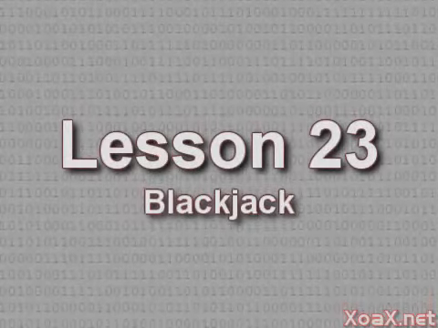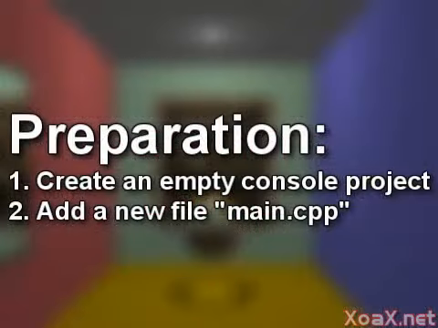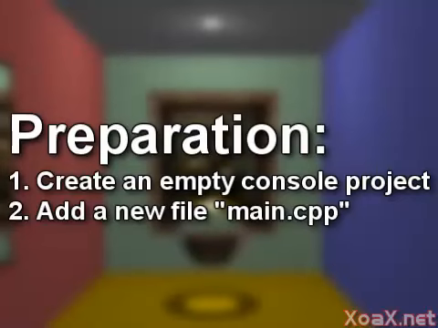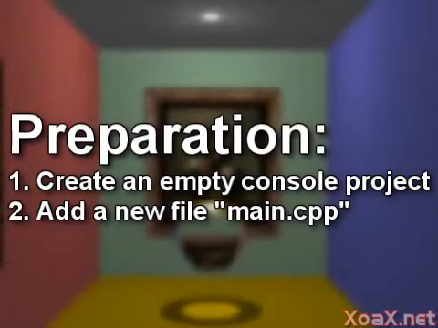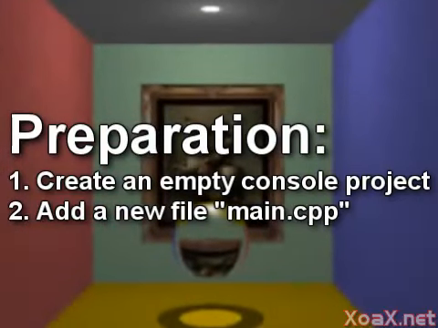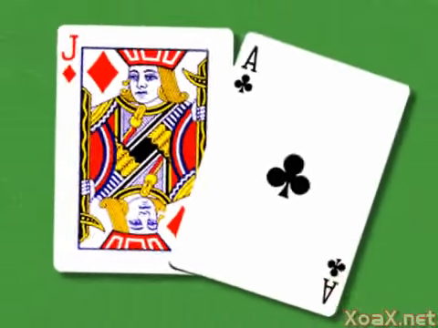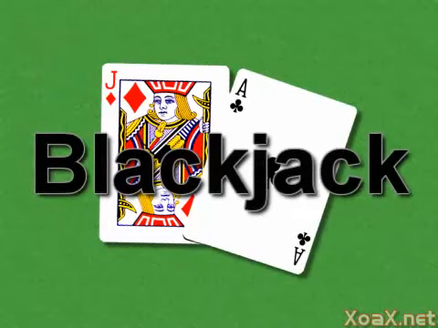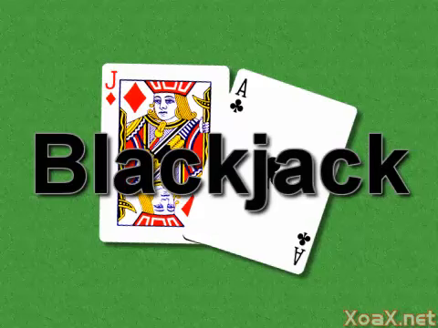Lesson 23, Blackjack. To follow along with this lesson, you will need to create a new console project and add a new file named main.cpp to it, as we did in Lesson 1. This tutorial brings together material from previous lessons to program the game Blackjack. There are numerous variations, but this version has fairly simple gameplay.